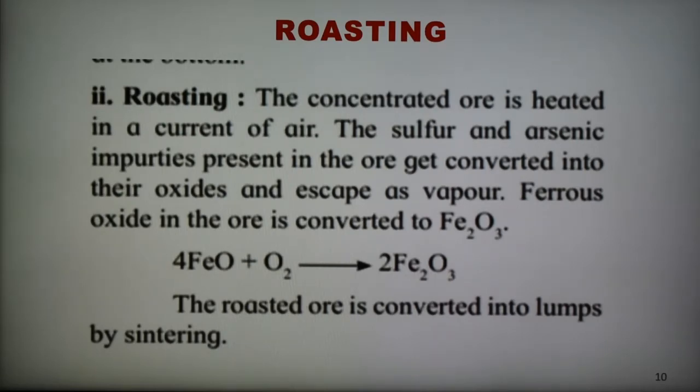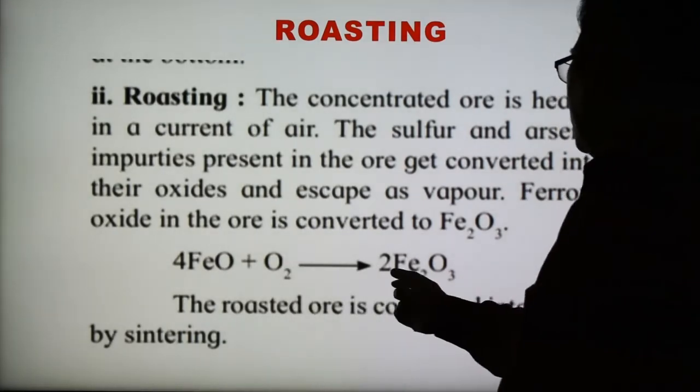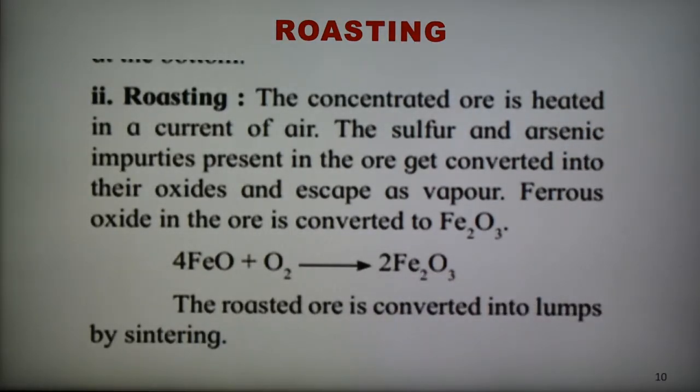In the case of iron, the concentrated ore is heated in a current of air, and the sulfur and arsenic impurities present in the ore get converted into their oxides and escape as vapor, so they can be removed. And ferrous oxide in the ore is converted to ferric oxide, Fe2O3. So FeO reacts with oxygen, forming Fe2O3. The roasted ore is then converted to lumps by sintering. So this is the reaction taking place in roasting.